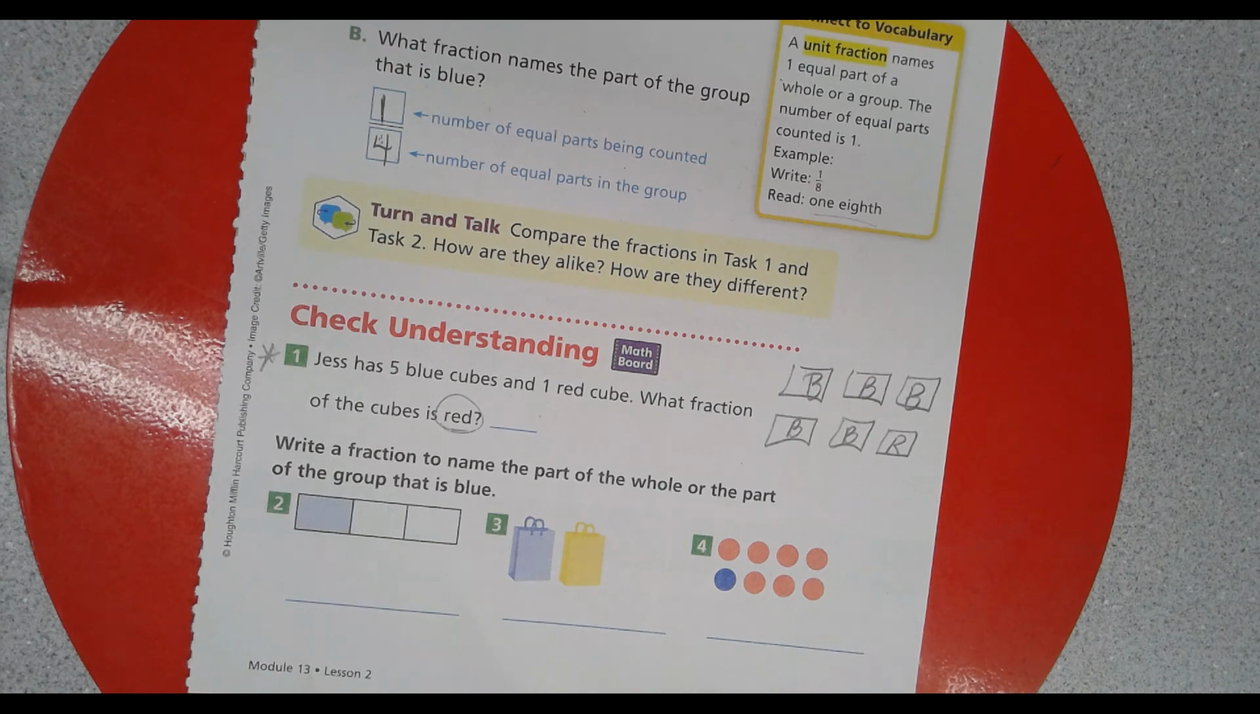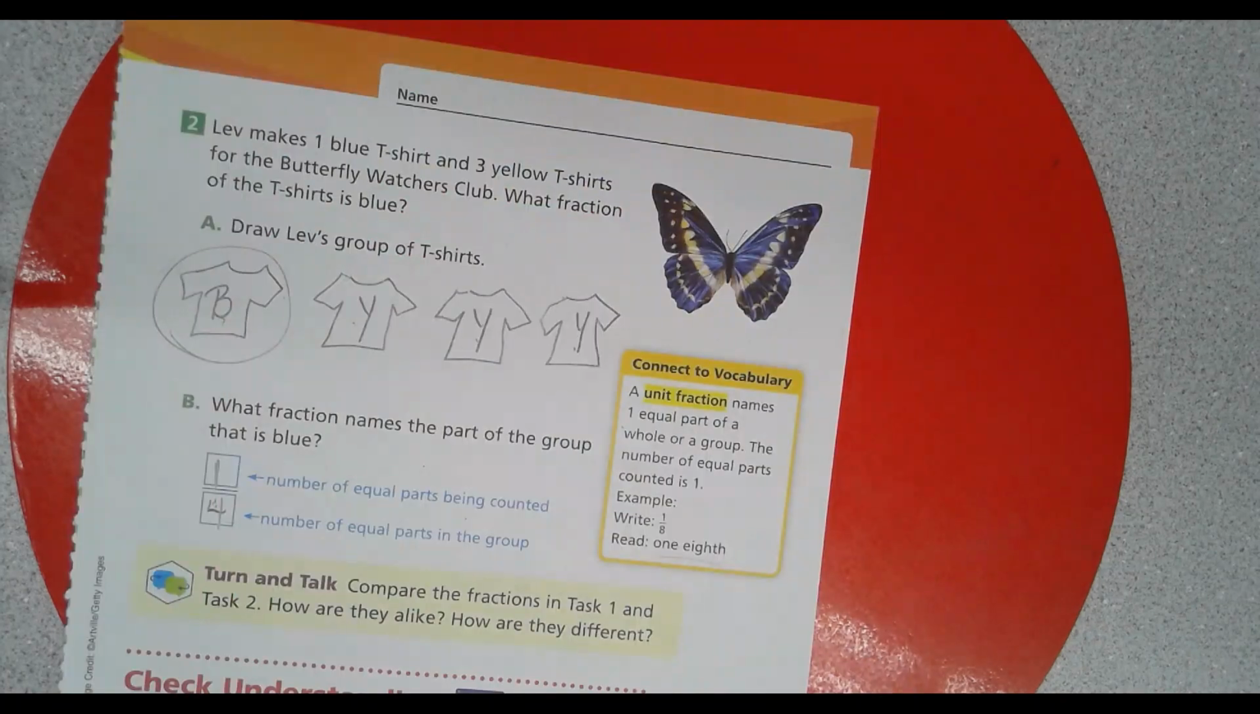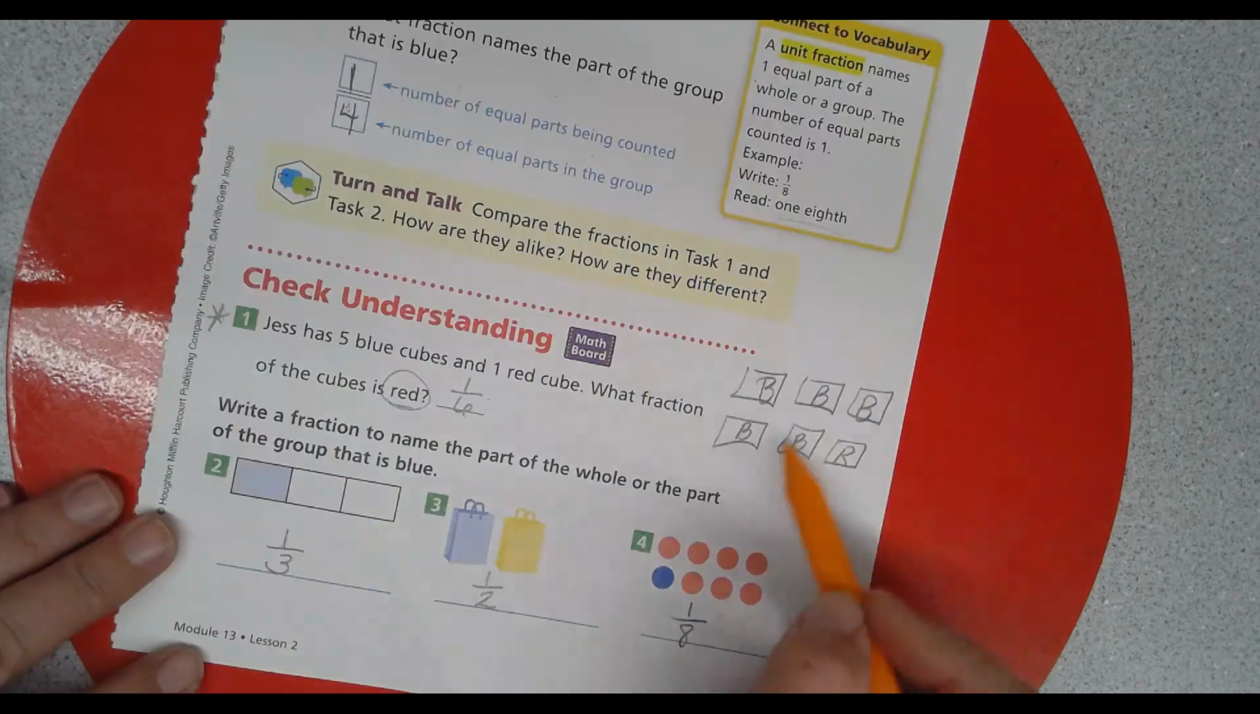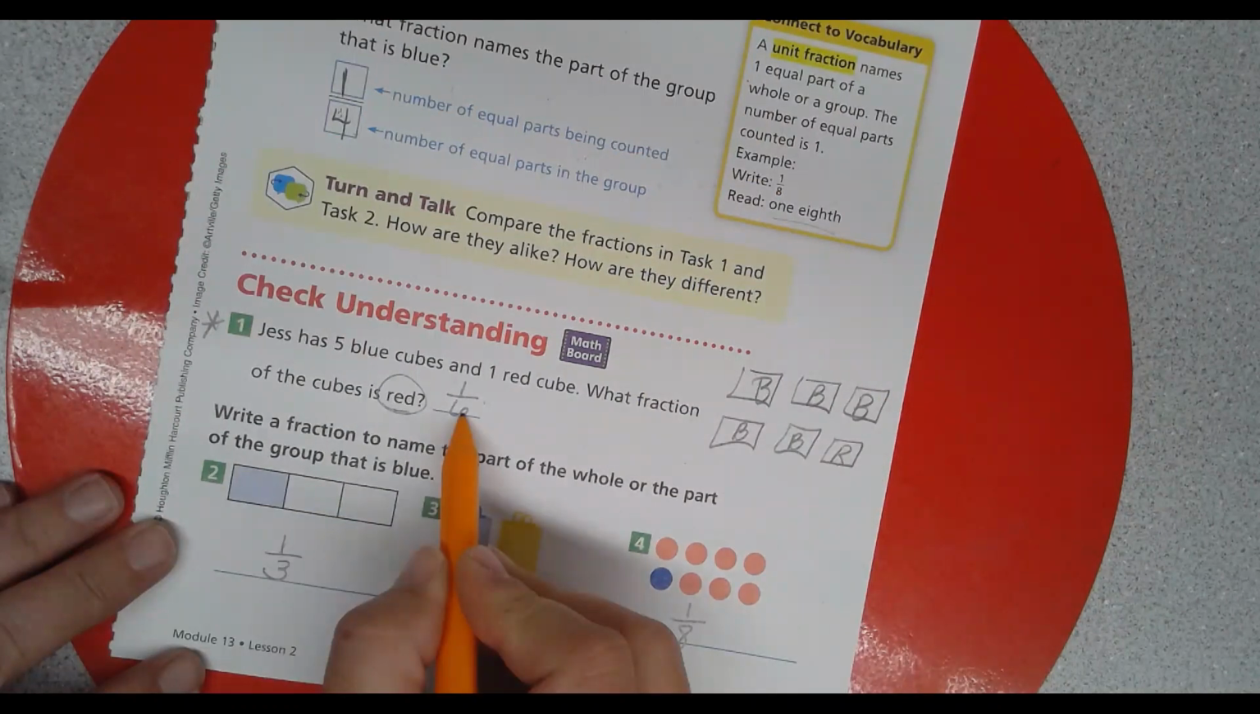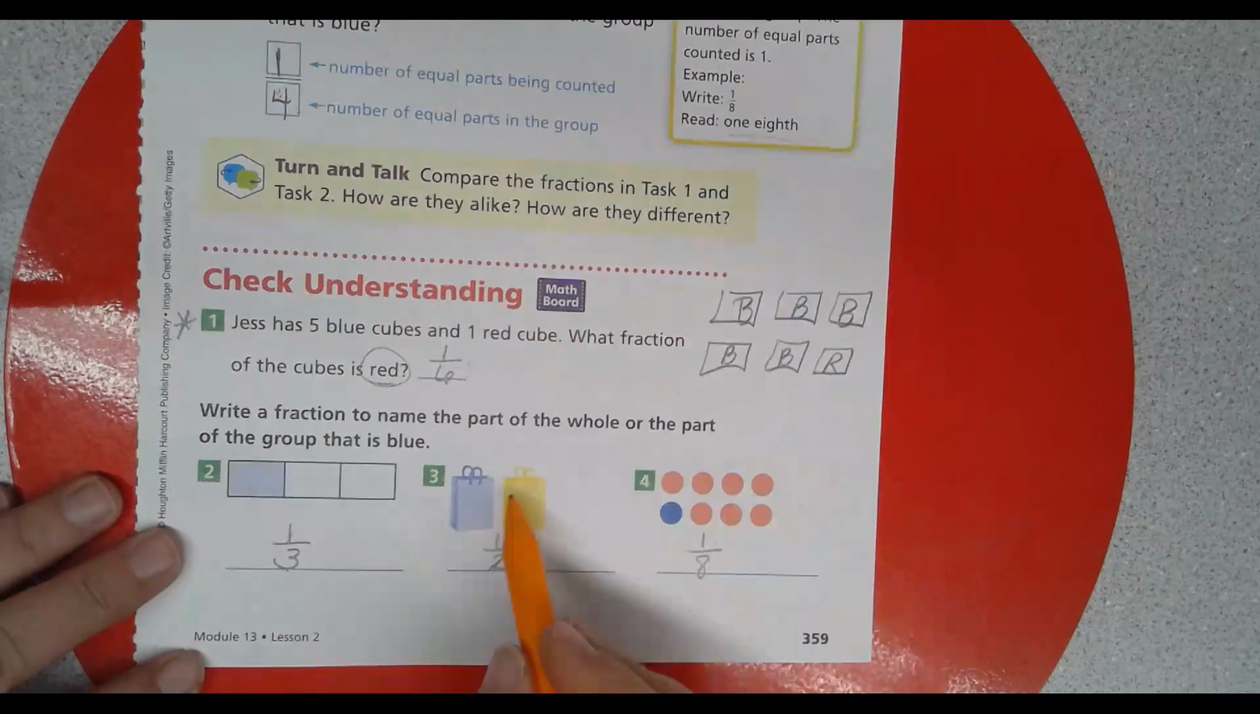Okay guys, let's see how you did. Now, on the check understanding, if you have an answer to all those questions, pause it again. Make sure you've answered all those before we go through. Jess had 5 blue cubes and 1 red cube. What fraction of the cubes is red? Now we did this much together. We have 1 red and 6. This 1 stands for how many are red. The 6 stands for how many total pieces there are.